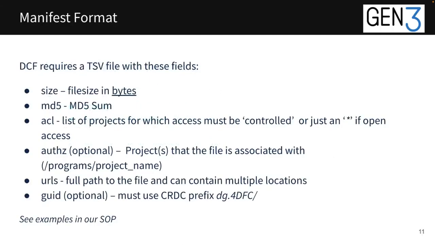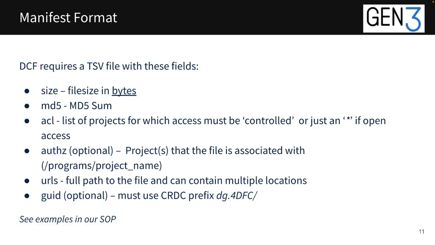DCF requires a tab-separated values file with the following fields. Size, which is the file size of each file in bytes. MD5, which is the MD5 sum hash. ACL, a list of projects for which access must be controlled, or just an asterisk if access is to be open across all users. AuthZ, which is currently optional, the projects that a file is associated with. For example, /programs/project_name.